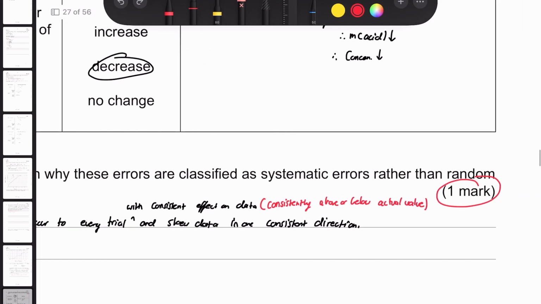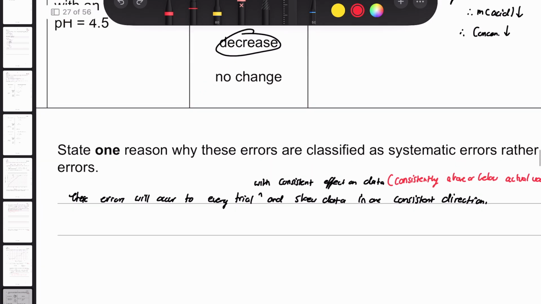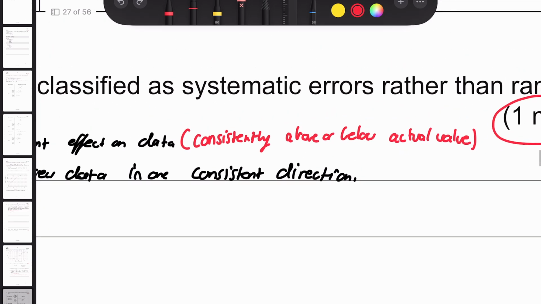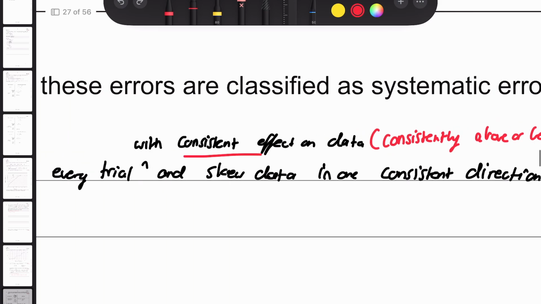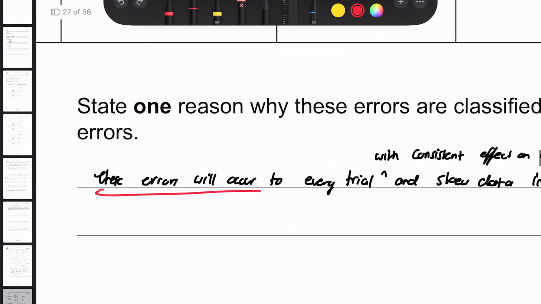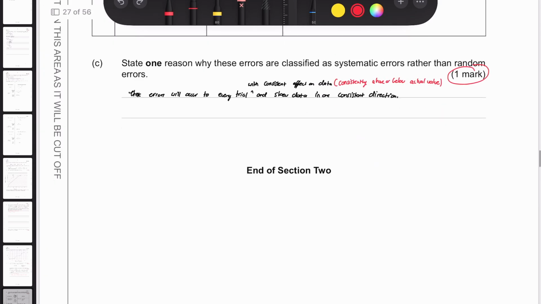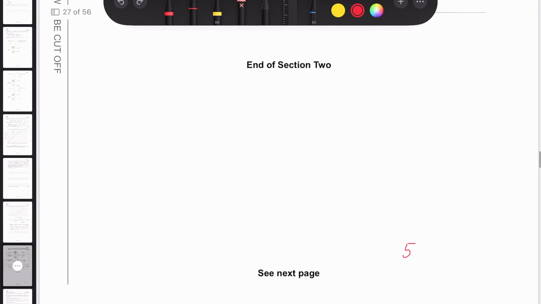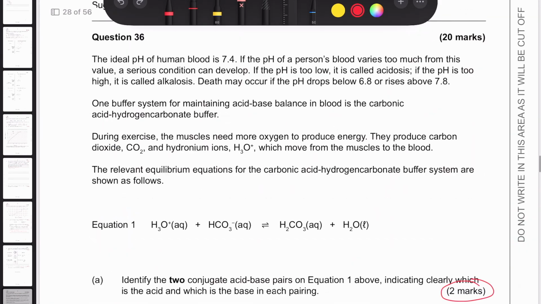Here my systematic error on titrations was correct. And then classified as systematic errors was also correct. I could have said more specifically consistently above or below the actual value, but I said consistent effect on data, which I think is close enough. If you just said errors will occur every trial, you did not get a mark. You had to say that it affects the titration consistently. So 5 more there. On to section 3.